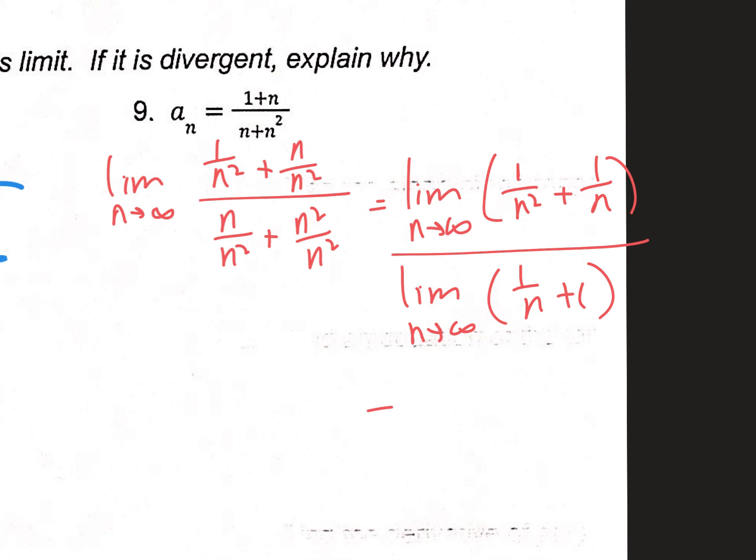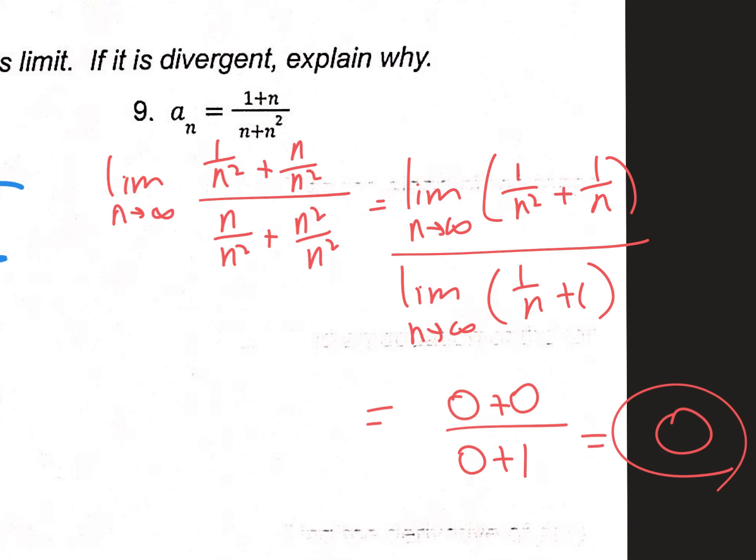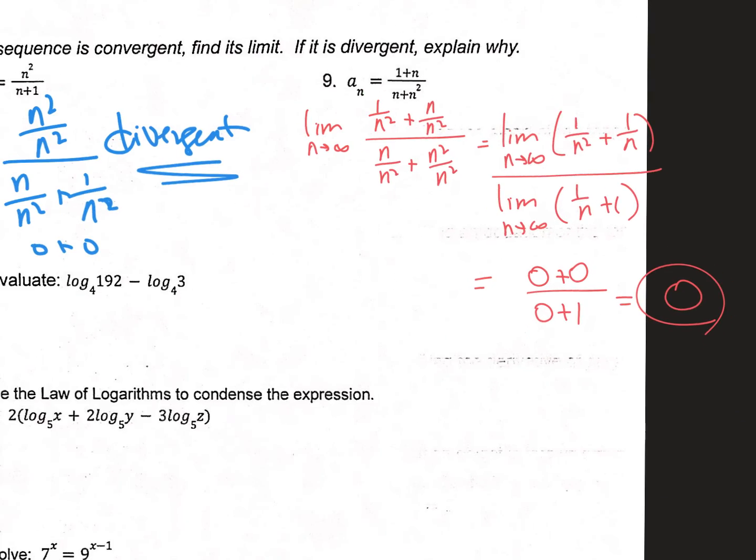Now, you can take the limit. Just take the limit of the numerator. I get 0 plus 0. The limit of the denominator is 0 plus 1. That's going to equal 0. All right, so that sequence is converging onto 0.